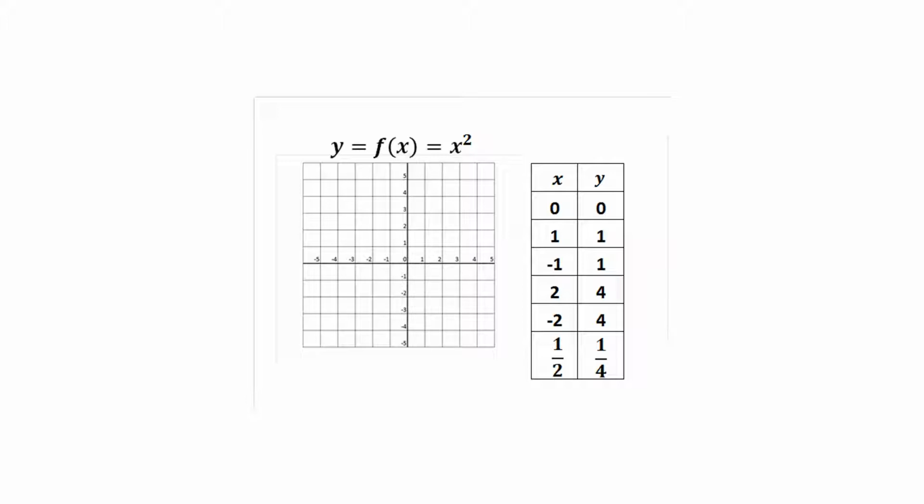When x is 0, 0 squared is 0. That's the y. When x is 1, 1 squared is 1. When x is negative 1, we also get 1 because the negative squared is a positive. When x is 2, we get 4. When x is negative 2, we also get 4. When x is a half, squared is a half times a half. You multiply the tops, you multiply the bottoms, you get 1/4, and the same would be true if we put in minus a half, we would also get 1/4.